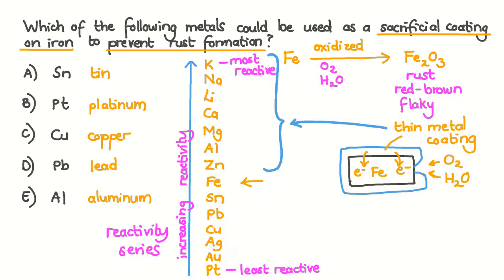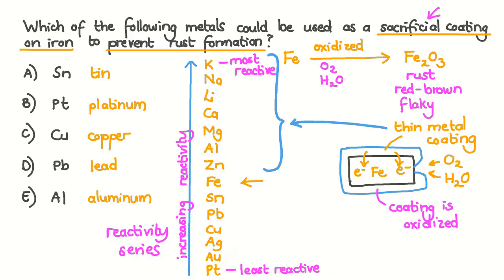So even if some of the thin metal coating is accidentally scratched off the surface, and even if the iron comes into contact with oxygen and water, it will not rust. Instead, the coating is oxidized. We say the coating is sacrificial. It sacrifices or gives its electrons to the iron, and in this way the iron is protected, although the coating itself is oxidized.